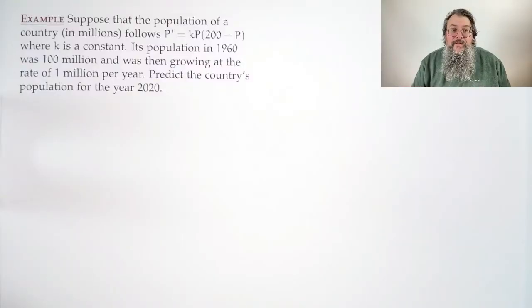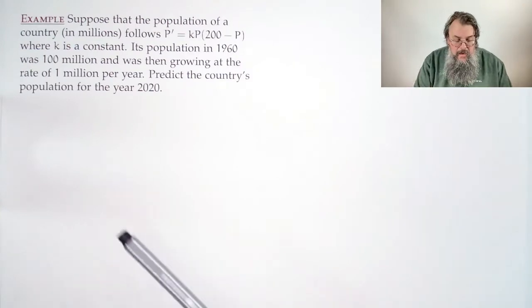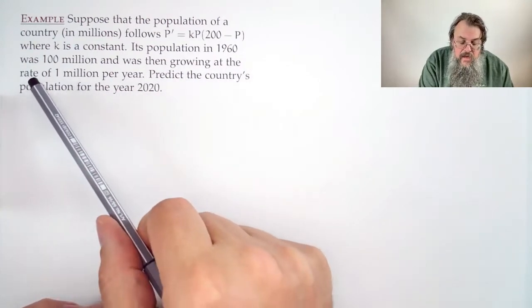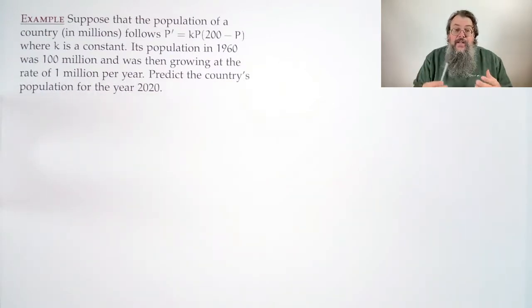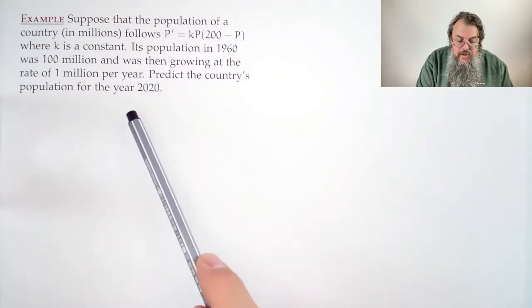So consider this problem. Suppose that the population of a country, measured in millions, follows p prime equals kp times 200 minus p. So that's not 200 people, that's 200 million people, where k is a constant. Its population in 1960 was 100 million and was then growing at the rate of 1 million per year. So predict the country's population for the year 2020.